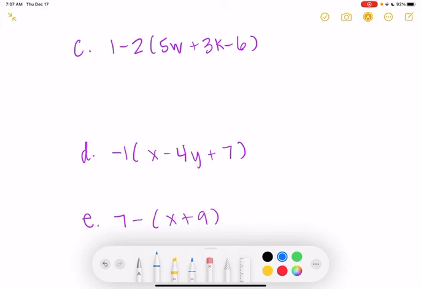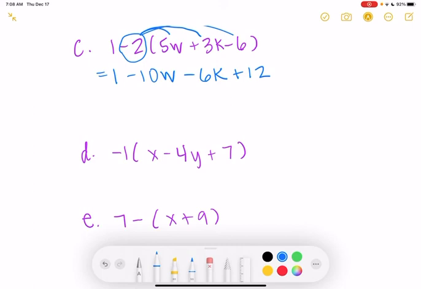Okay, so for C, we're going to grab this entire negative 2, right? So I'm going to write down the 1 out front. So we have a 1 minus 2 times the quantity 5w plus 3k minus 6. So I wrote down my 1. Now I have a negative 2 times the 5w is a negative 10w. Negative 2 times the positive 3k is a negative 6k. Negative 2 times a negative 6 is a positive 12.